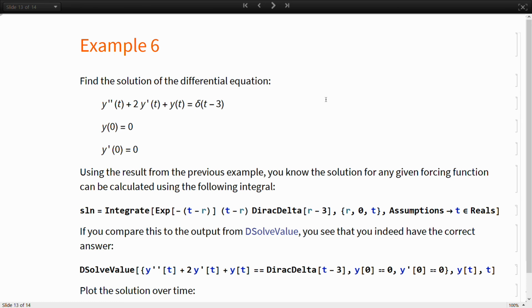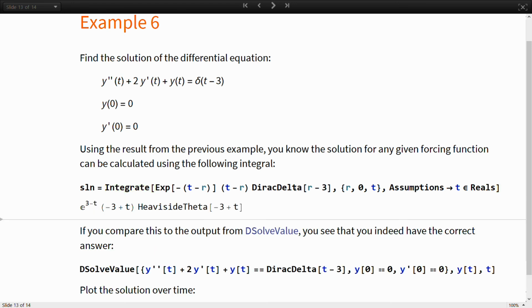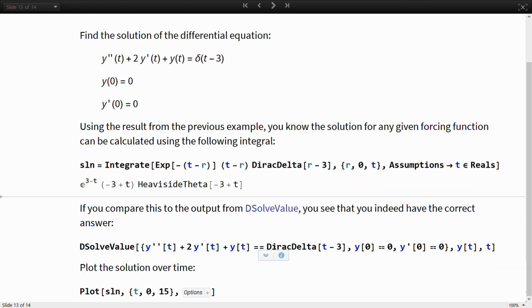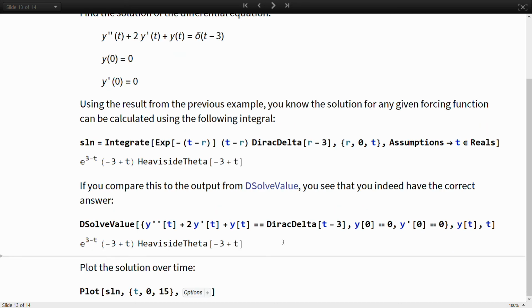Let's solve the equation here, which has the same left-hand side as the previous example, but the phi at t function on the right-hand side is now a Dirac delta function with the argument of t minus 3. Using the integral form for the solution we found in the previous example, we can calculate the solution immediately. Comparing with DSolve, we see that the results are identical.